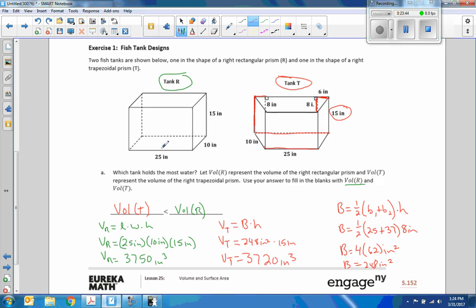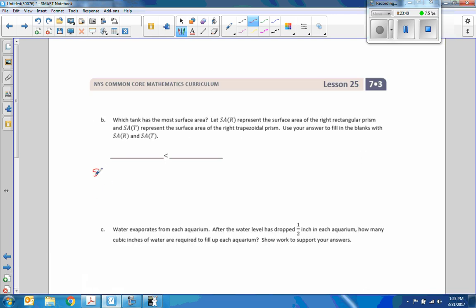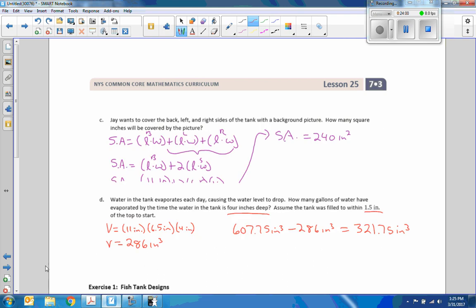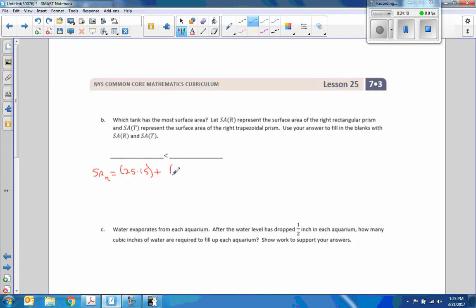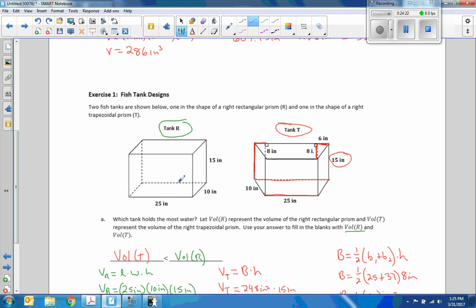So, surface area, 25 by 15. I'm just going to do it this way. So, surface area of the rectangle equals 25 times 15 plus, so that's the front and back. The bottom and top are 10 by 15. Okay, so 10 times 15. And there's two of them, top and bottom, front and back, plus, and then finally the sides.